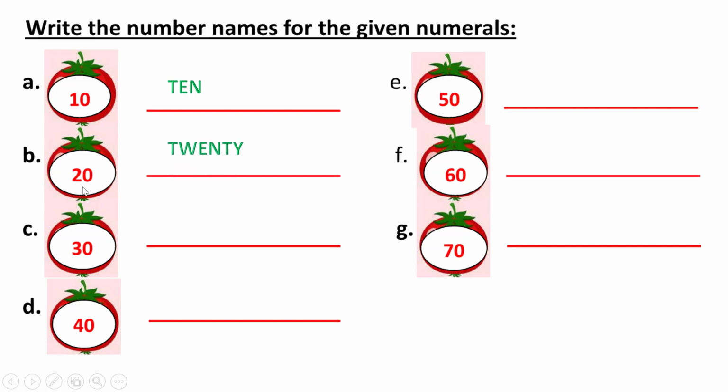Next is 20. T-W-E-N-T-Y, 20. 30. T-H-I-R-T-Y, 30. 40. F-O-R-T-Y, 40. 50. F-I-F-T-Y, 50. 60. S-I-X-T-Y, 60. 70. S-E-V-E-N-T-Y, 70. Great going, kids. Very good.